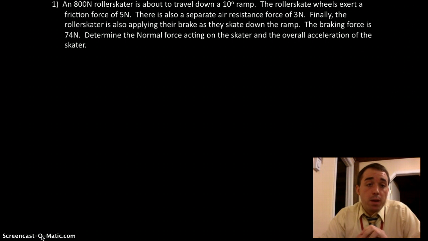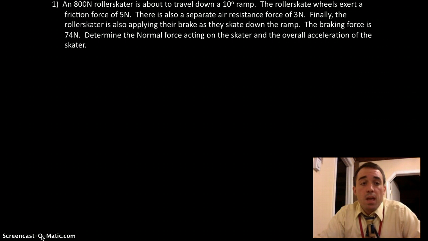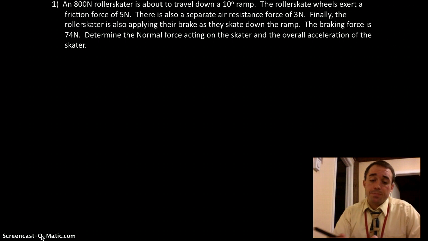Alright, so let's look at this problem. You have an 800 Newton roller skater traveling down a 10-degree ramp. So they're at the top of the ramp traveling down. The roller skate wheels exert a total friction force of 5 newtons. If it's traveling down the ramp, that has to be up the ramp. Separate air resistance, and the roller skater is applying their brake as they skate down the ramp. So we've got to figure all those things out: the wheels, the air resistance, and a brake. The braking force is 74 newtons. We've got to determine the normal force acting on the skater and the overall acceleration.